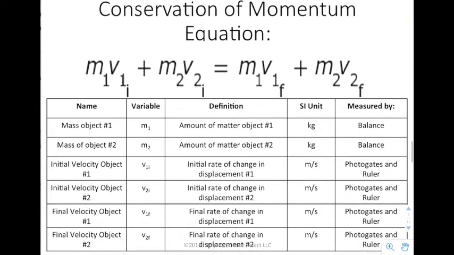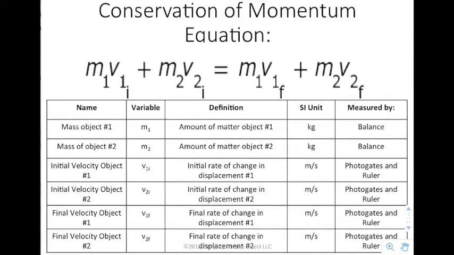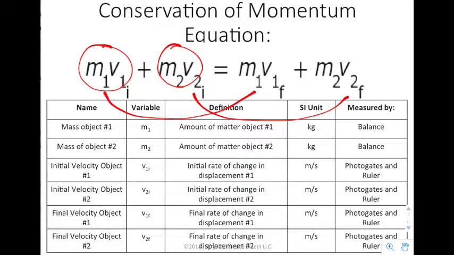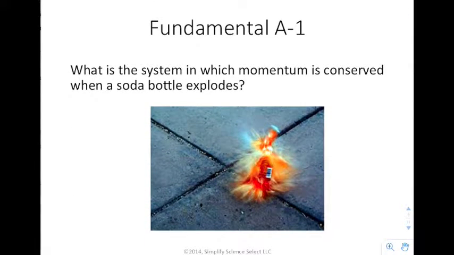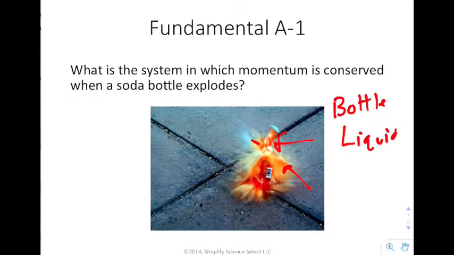So we've already looked at the conservation of momentum equation. There's nothing new here. We're talking about mass, velocity, and then the object, whether it's object 1 or object 2, and then you have before the collision, and then you have after the collision or explosion. So it says, what is the system in which momentum is conserved when the soda bottle explodes? And the system would include not only the bottle, but also the liquid. And you can see that while you see the liquid moving off in all directions, and you see parts of the glass moving off in all directions.